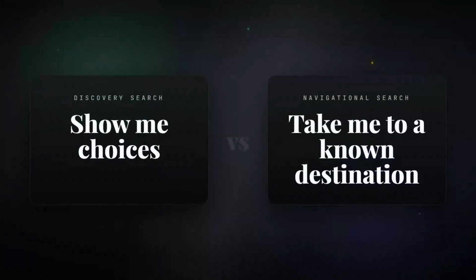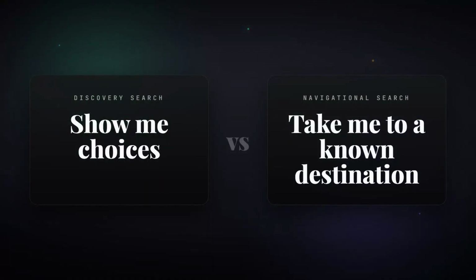The easiest way to understand intent is to compare uncertainty with certainty in the searcher's mind. One search asks, what are my options, maybe top 5 or best for beginners. The other says, take me there, like open Canva, find Gmail, or reach Stripe pricing right now.